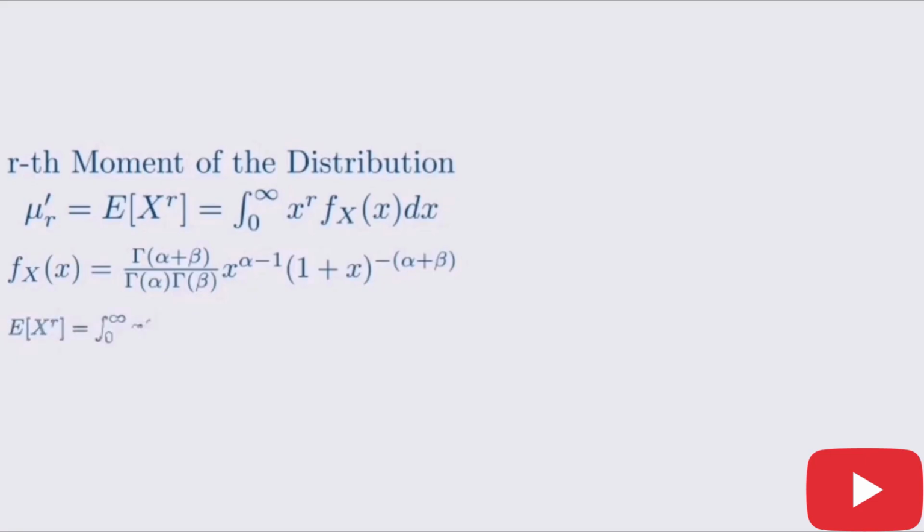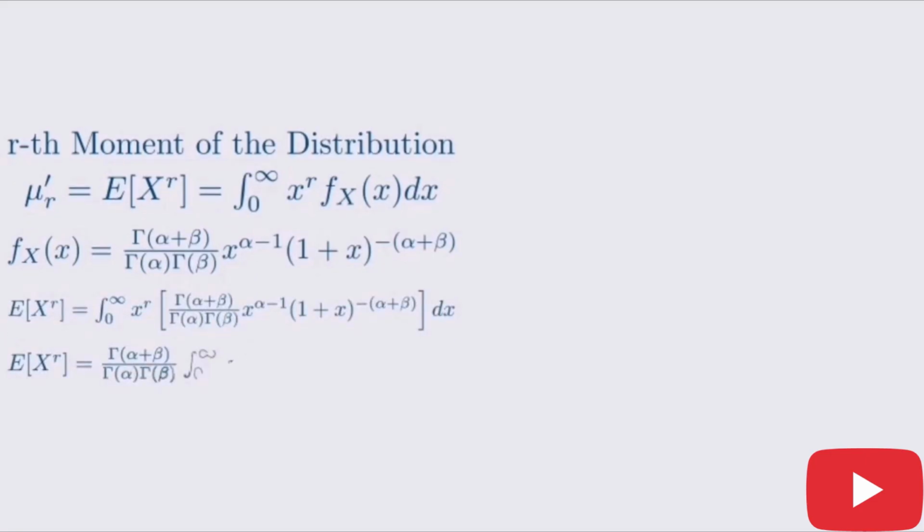To find the rth moment, we need to calculate the expectation of x to the power of r. By definition, for a continuous random variable, this is the integral over all possible values of x, in this case from 0 to infinity, of x to the power of r multiplied by the probability density function. Let's substitute our specific PDF into this formula.